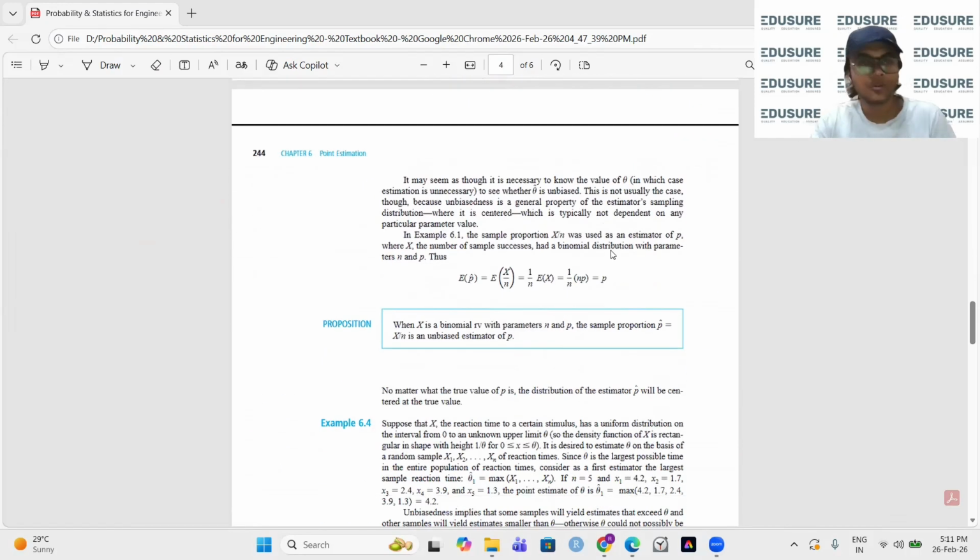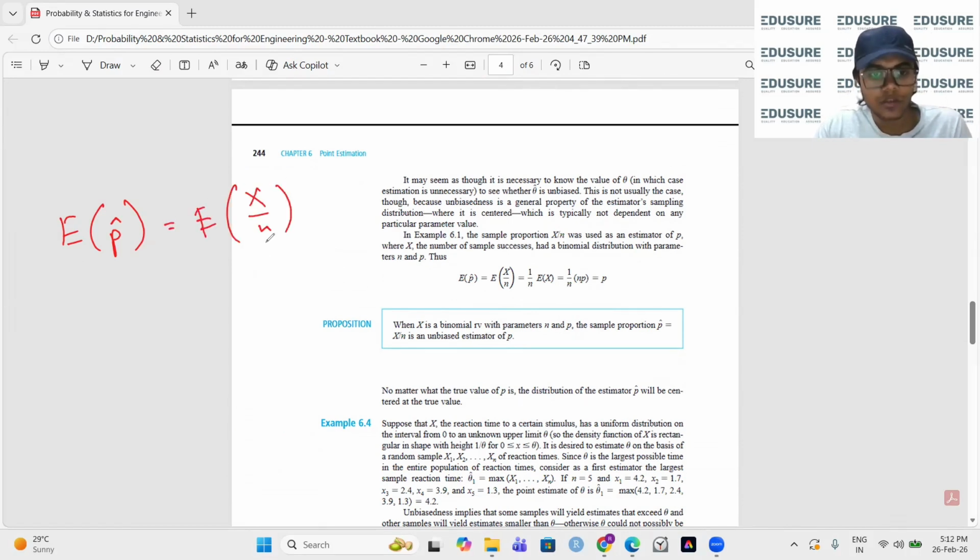Now, when we were talking about that car crash example, we took p hat equal to x by n as our estimator. Now let's check whether this p hat is unbiased or not. So how are we going to do that? Let's take expected value of p hat equal to expected value of x by n. We know that n is a constant, so I'm taking that out.